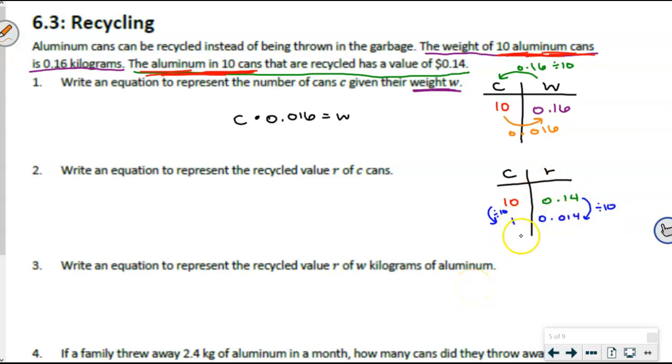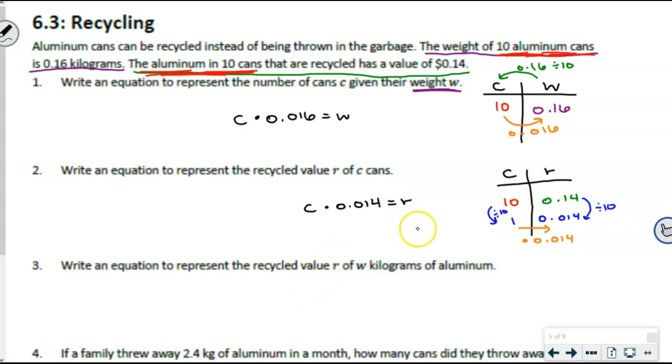And now doesn't that become a lot easier? How does a 1 change to a 0.014? We must be multiplying by 0.014. So the number of cans multiplied by this constant of proportionality, 0.014, is equal to R, the recycled value, the amount of money that it's worth.